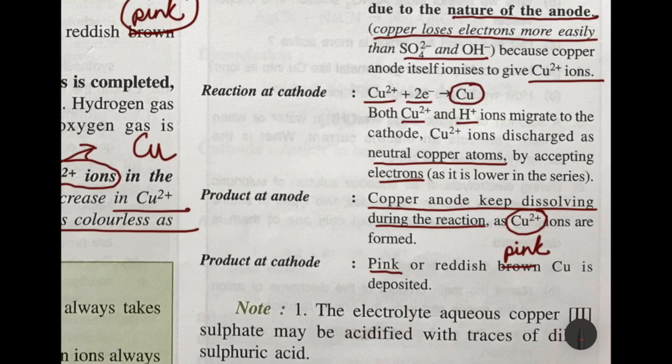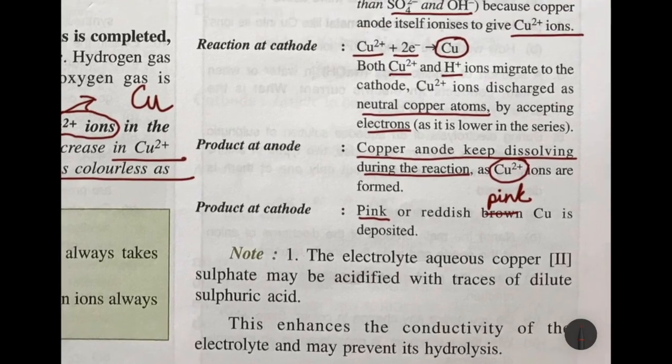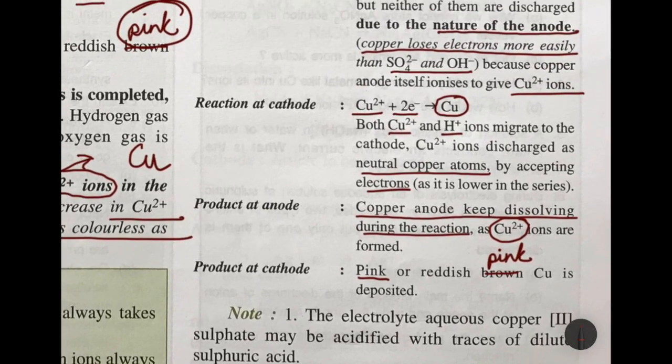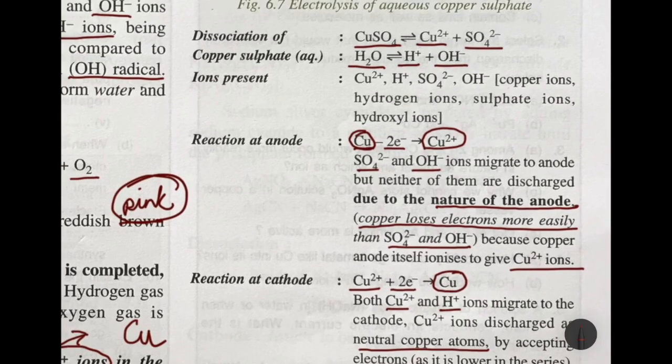Now sometimes the electrolyte, aqueous copper sulfate, is acidified with traces of dilute sulfuric acid to increase the conductivity. Okay, now here you will see that the blue color of aqueous copper sulfate does not change. It remains blue throughout. Why? Because at the anode the copper electrode is dissolving to form copper ions, and you know the blue color of copper sulfate is due to the presence of copper ions.